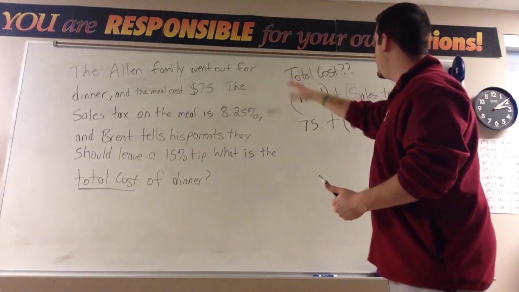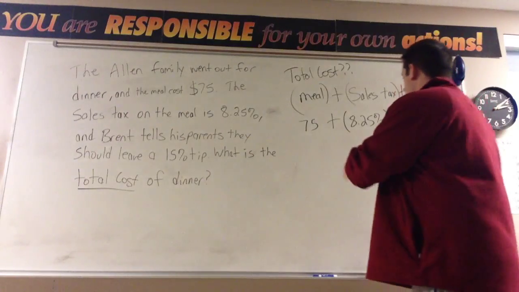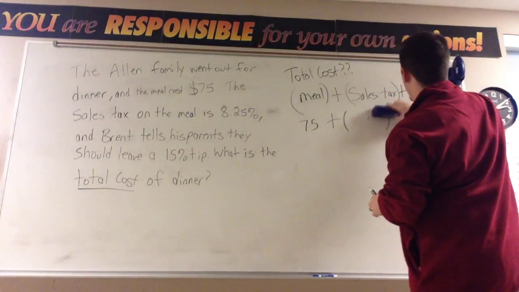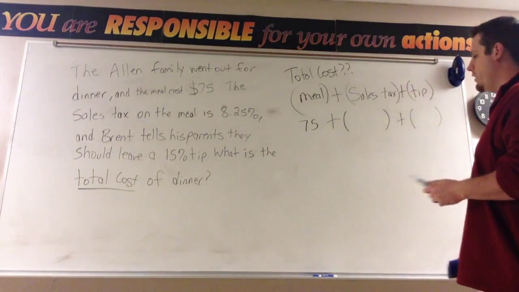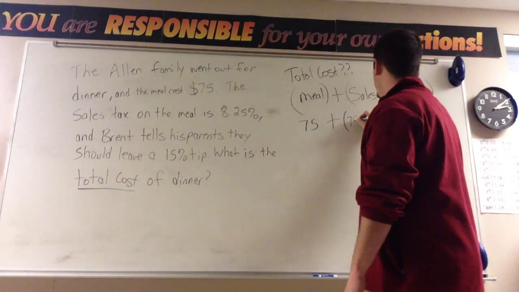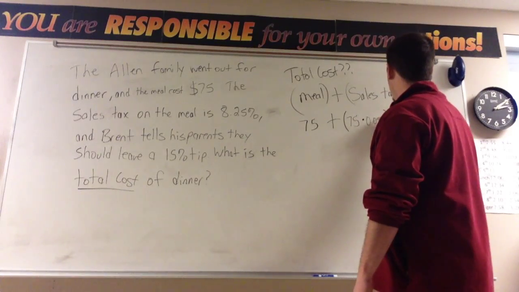Well, everything in this particular dinner is centered around the $75. So we don't just put 8.25 right here. We need to multiply that. Just like right here with the 15%, we don't need just the 15%. We've got to multiply that. So we need 75 times 0.0825.